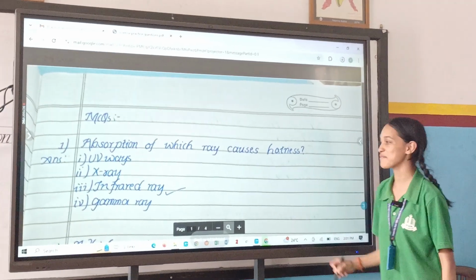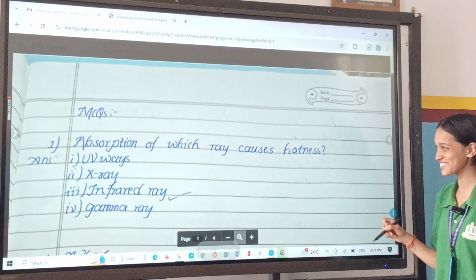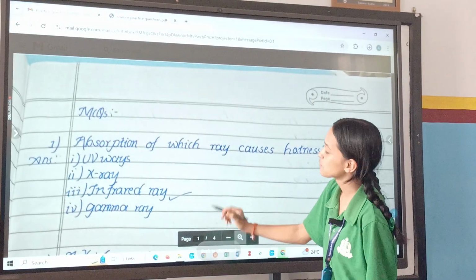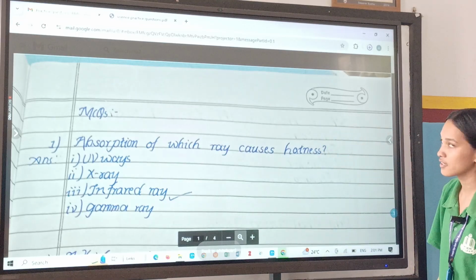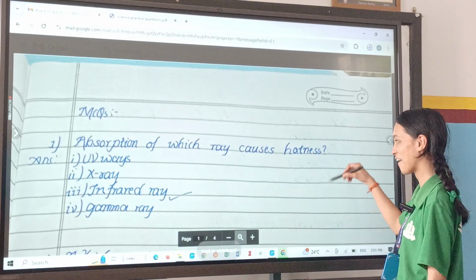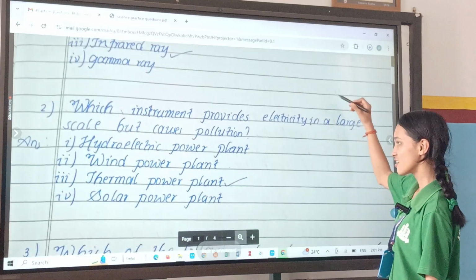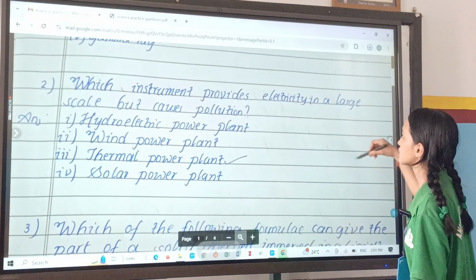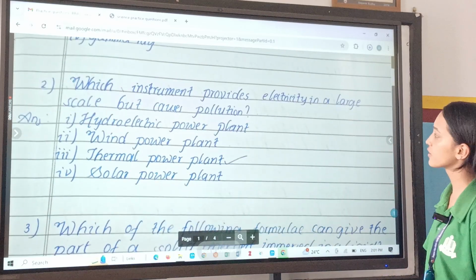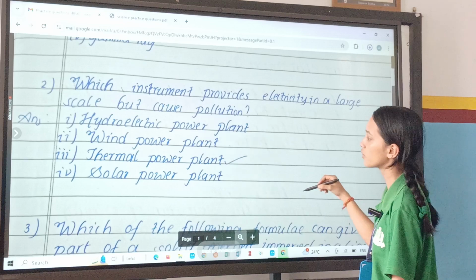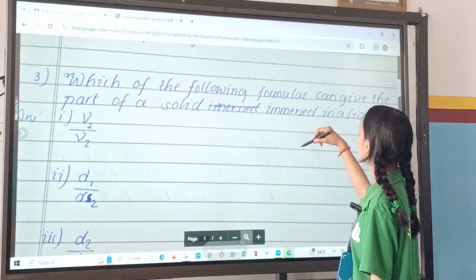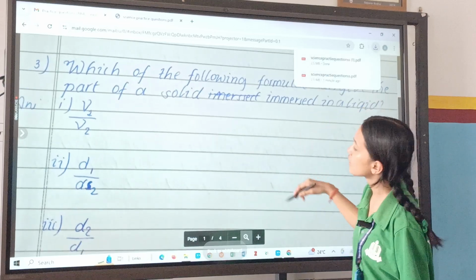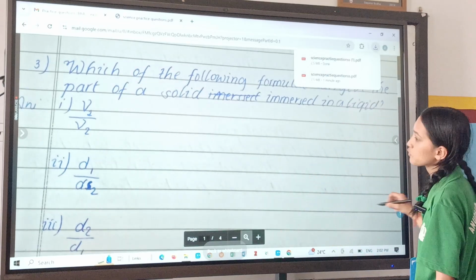Hello everyone, today I'm here to discuss some BBA questions. Absorption of which ray causes hotness? Infrared ray. Which instrument provides electricity on a large scale but causes pollution? Thermal power plant. Which of the following formulas can give the part of a solid immersed in a liquid?